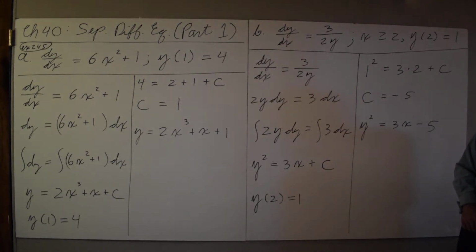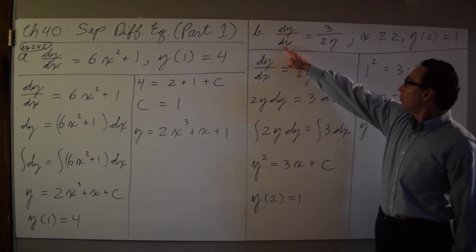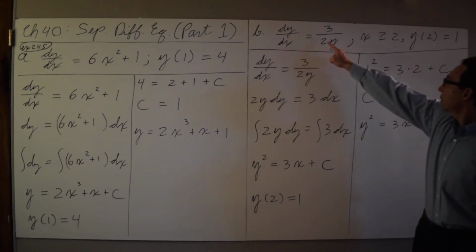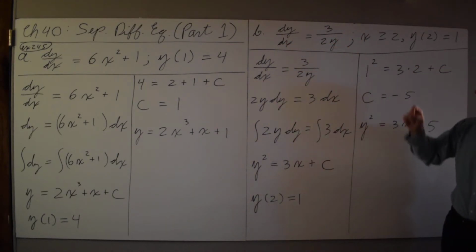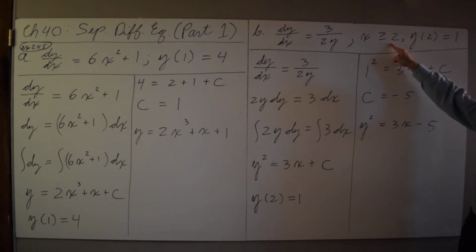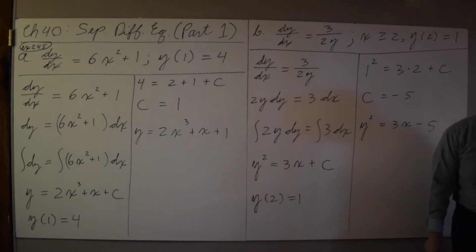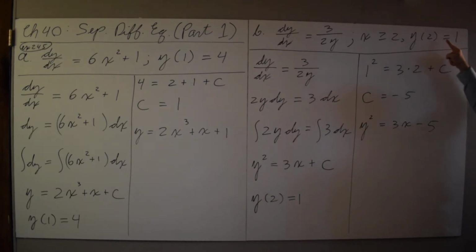Part B, we're given the differential equation dy/dx is 3 divided by 2y. We have two initial conditions. x is greater than or equal to 2, and y of 2 is equal to 1. This means that when x is equal to 2, y is equal to 1.